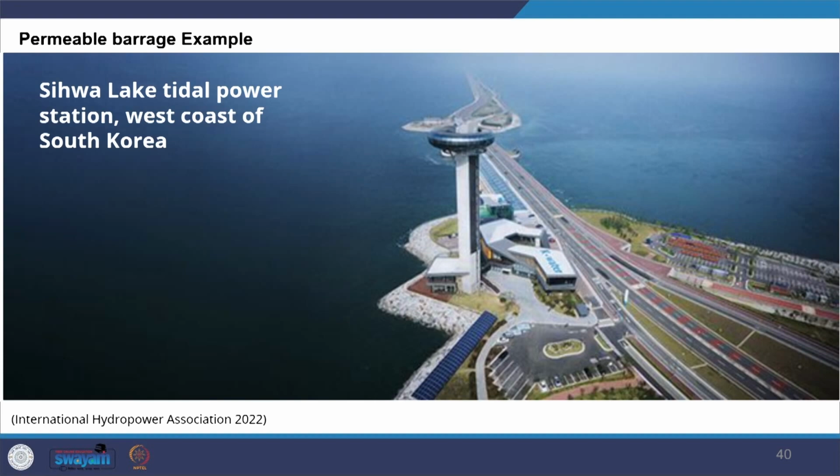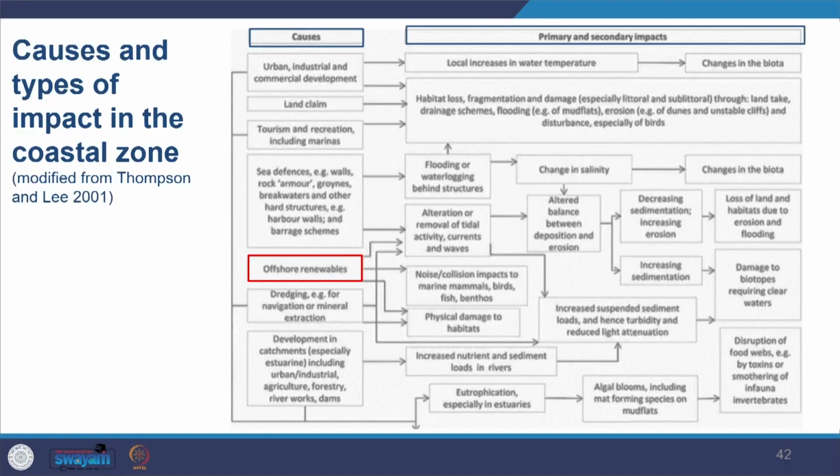So you would also find those things and how it affects the environment there. The other causes range of projects include offshore renewables, and dredging, which also has a lot of impact. You also see the alteration or removal of tidal activity, currents and waves. It also leads to an altered balance between deposition and erosion. You would see decreasing sedimentation, increasing erosion, loss of land and habitat, and increasing sedimentation. Then you would also find noise and collision impacts to marine mammals, birds, fish, and benthos.